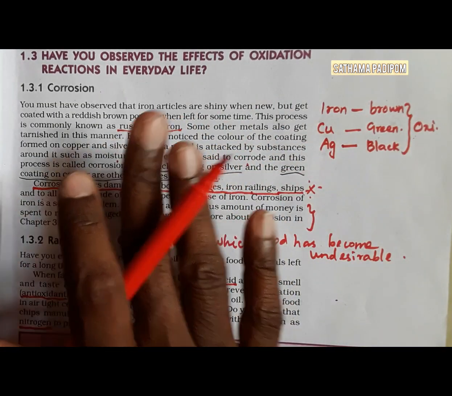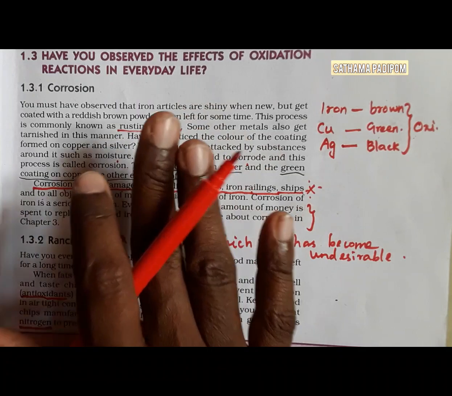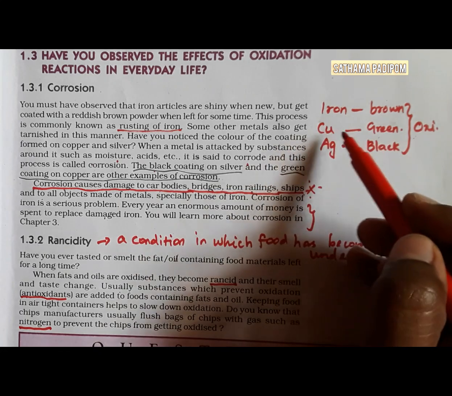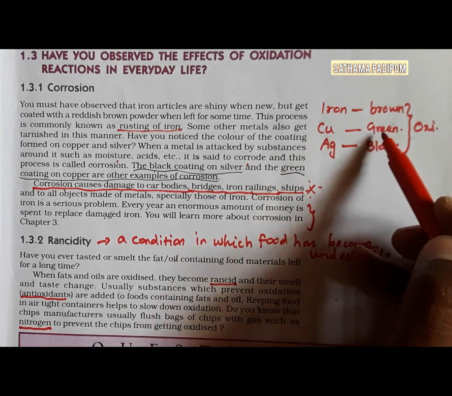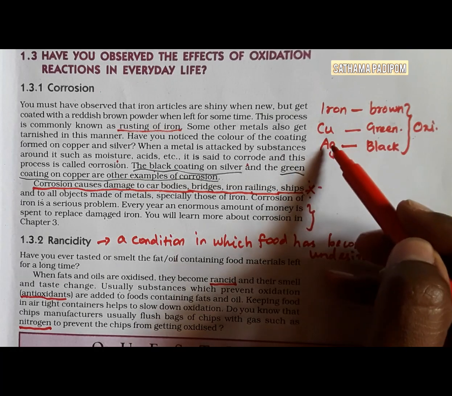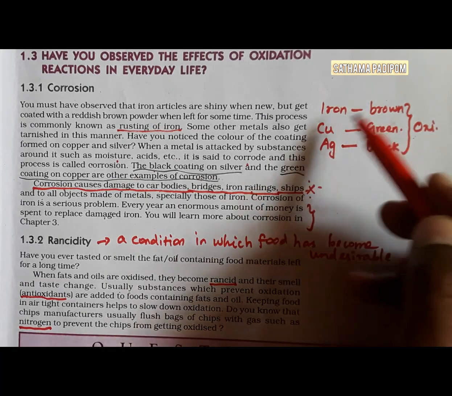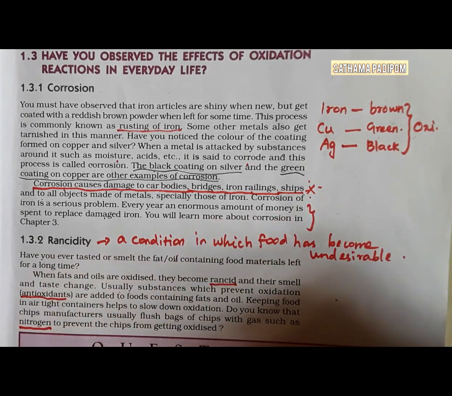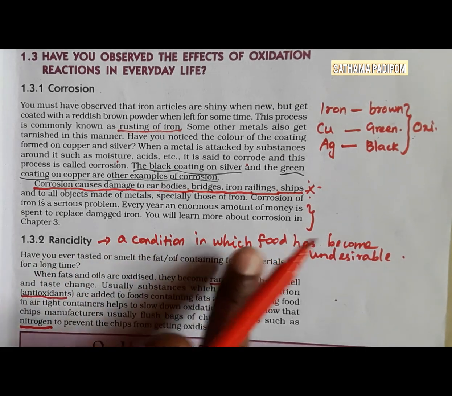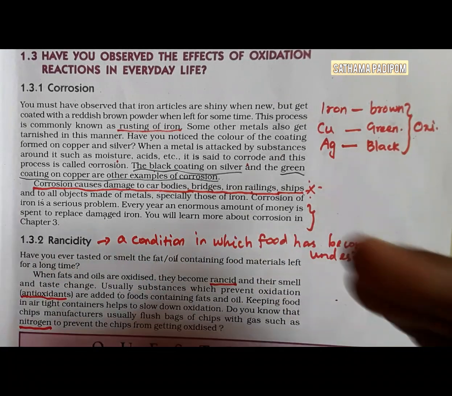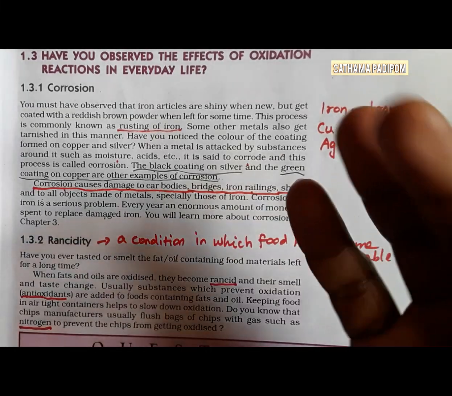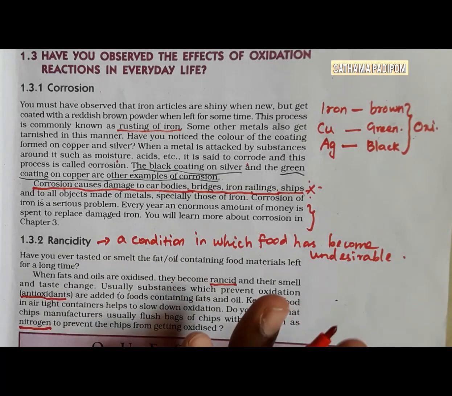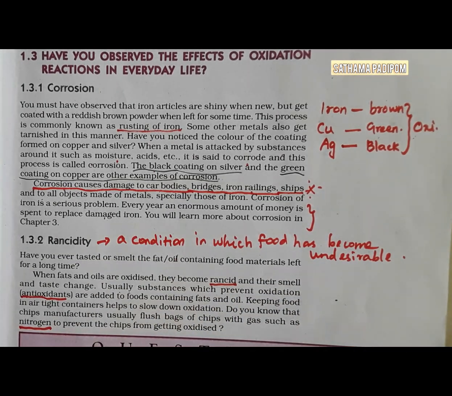Okay, so corrosion is a natural process, such as rusting of iron. If copper gets corroded, how can we identify it? The copper is surrounded with a green color coating. And if silver is corroded, how can we say? The silver is coated with a black color. And when you come to rancidity, what is the meaning of rancidity? It is a condition in which food has become undesirable. We cannot eat it once it is rancid. To avoid rancidity, they add nitrogen gas. So these are the effects of oxidation in our daily life.